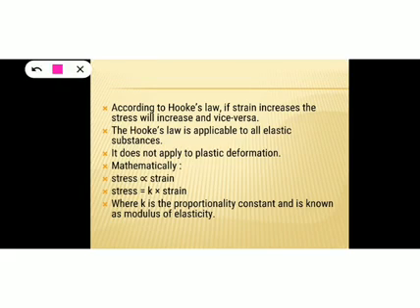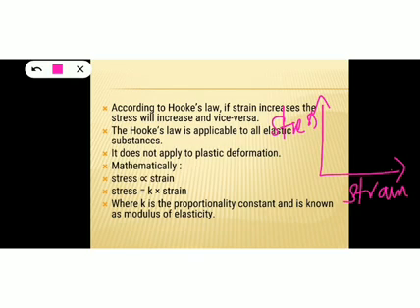Now, just look here. If we plot a graph between stress and strain, what will you get? Plot stress along the y-axis and strain along the x-axis. The graph between stress and strain will be a straight line starting from origin, because stress is directly proportional to strain. And if you take the slope of this straight line, what will you get? Slope of this straight line gives you the ratio stress by strain, because slope is equal to y by x.